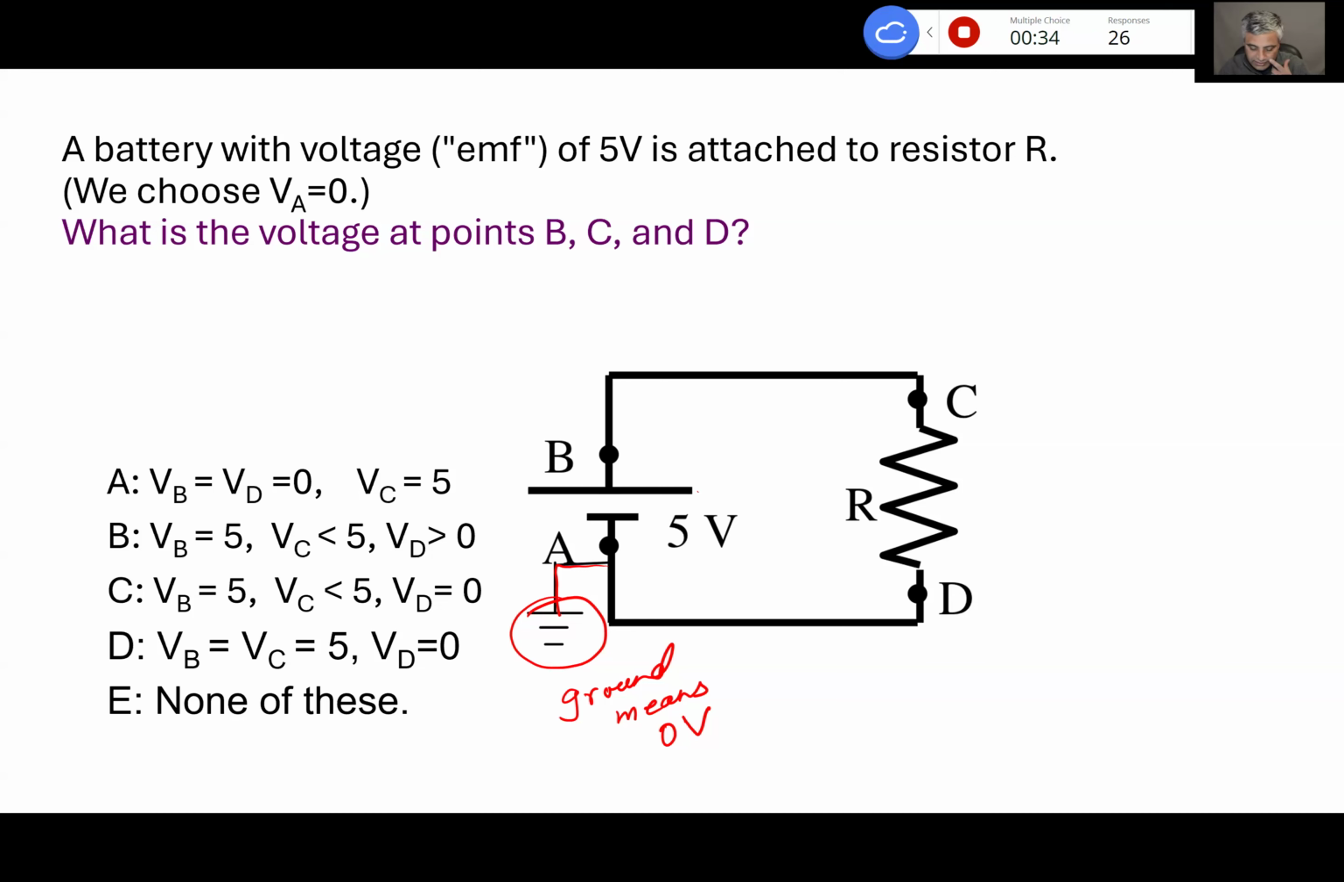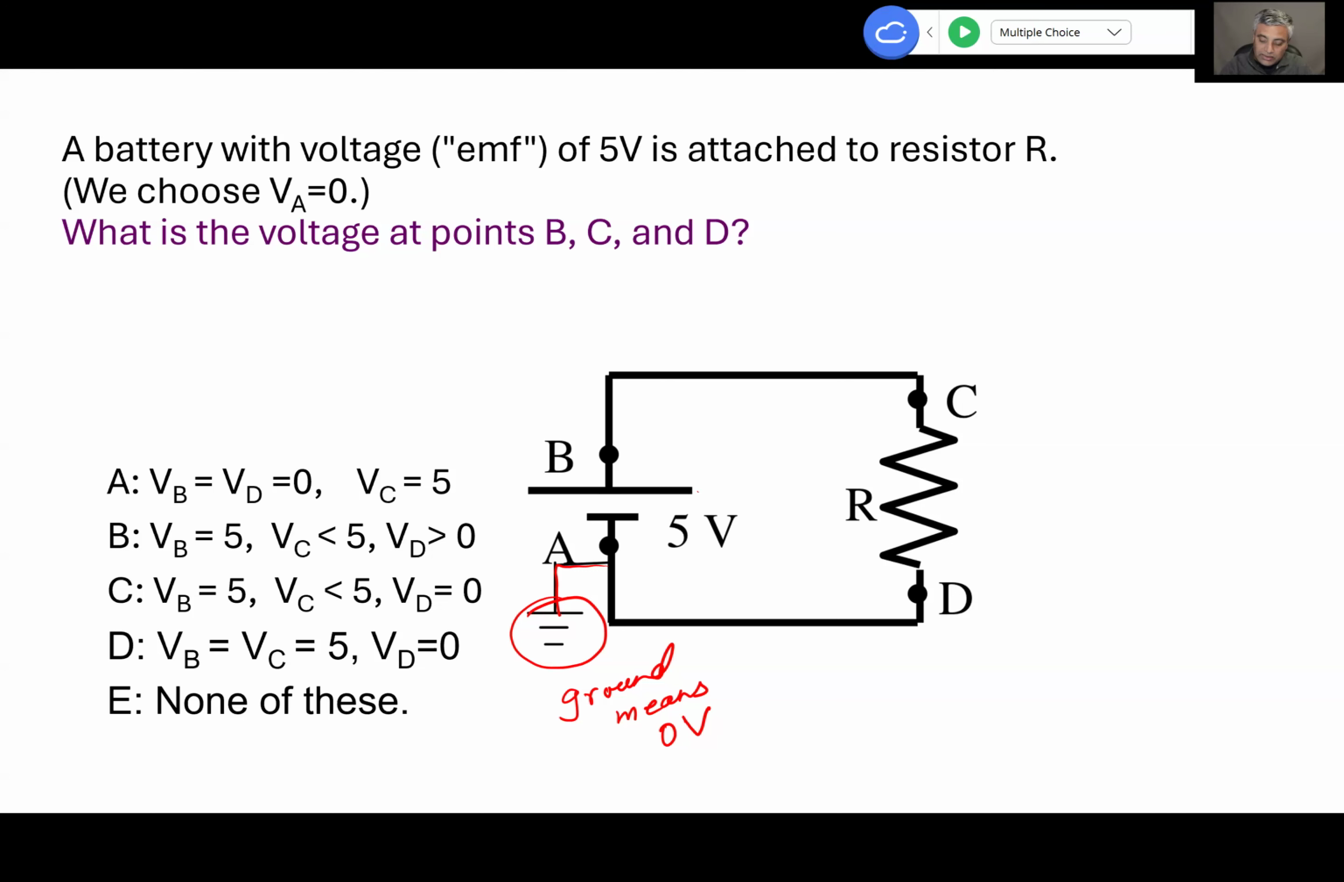Thirty more seconds. Five more seconds. 5, 4, 3, 2, 1, and it stops.